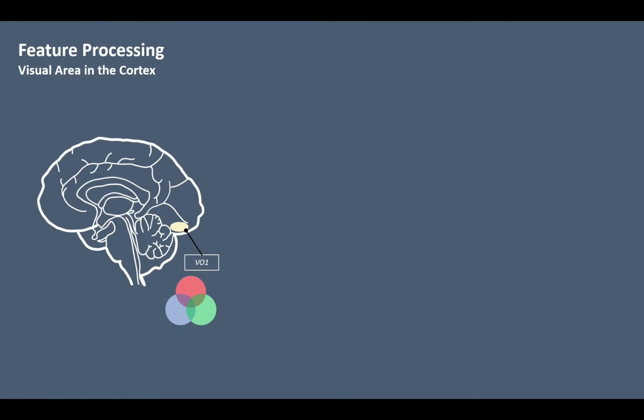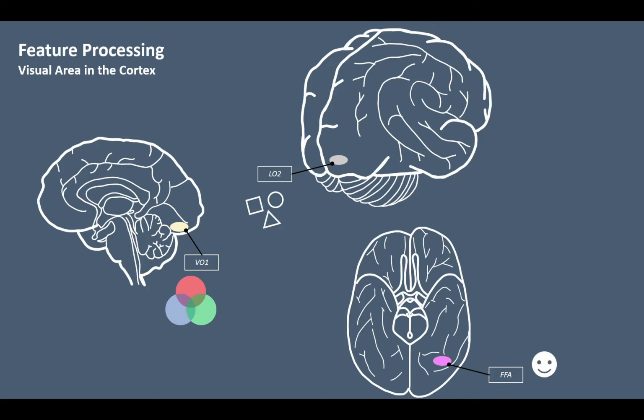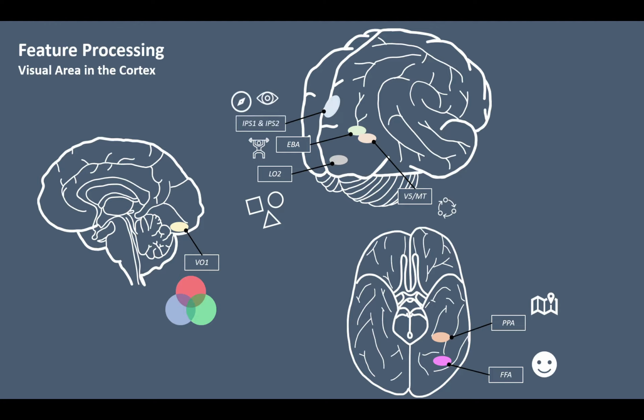Ventral occipital 1 is implicated in color processing. The lateral occipital complex responds to object shape, and the fusiform face area to faces. The parahippocampal place area responds more strongly to places than to objects. The extrastriate body area responds to body parts more than objects, and visual area 5, or middle temporal area, is involved in motion processing. Areas in the intraparietal sulcus are involved in the control of spatial attention and saccadic eye movement.